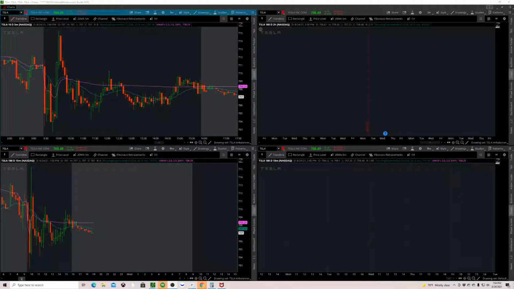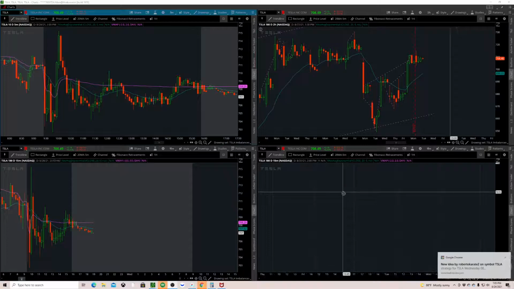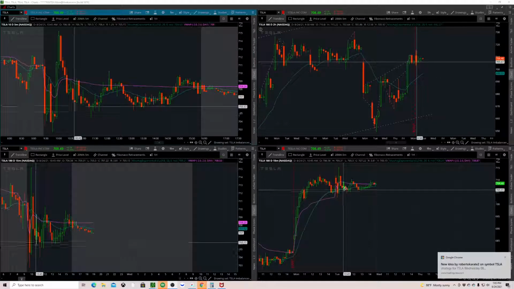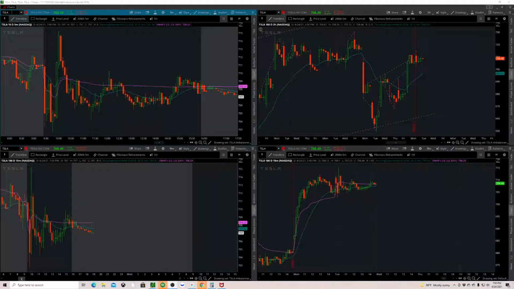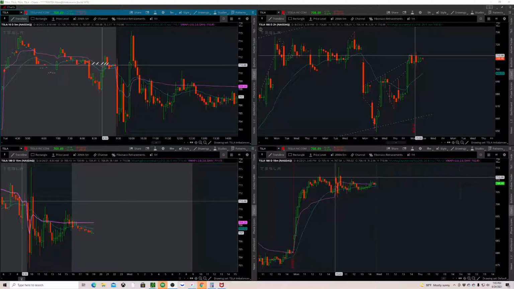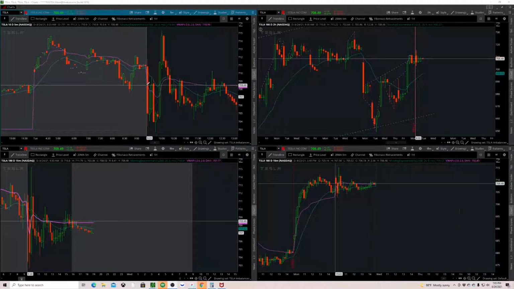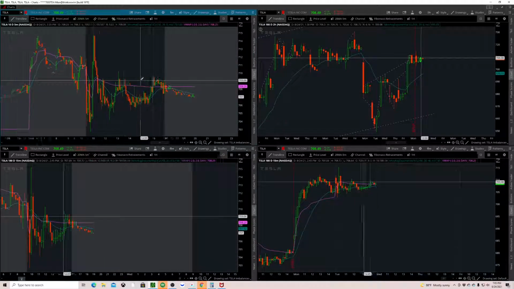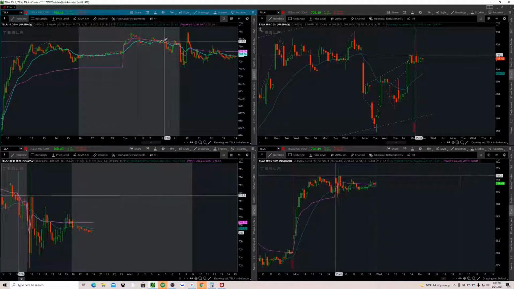All right, so this is a little recap on some of the setups that we took today. We took Facebook and Tesla. I'll start with the first thing, which is how you can almost tell what direction we're going to trade or how we're going to open based on pre-market price action.